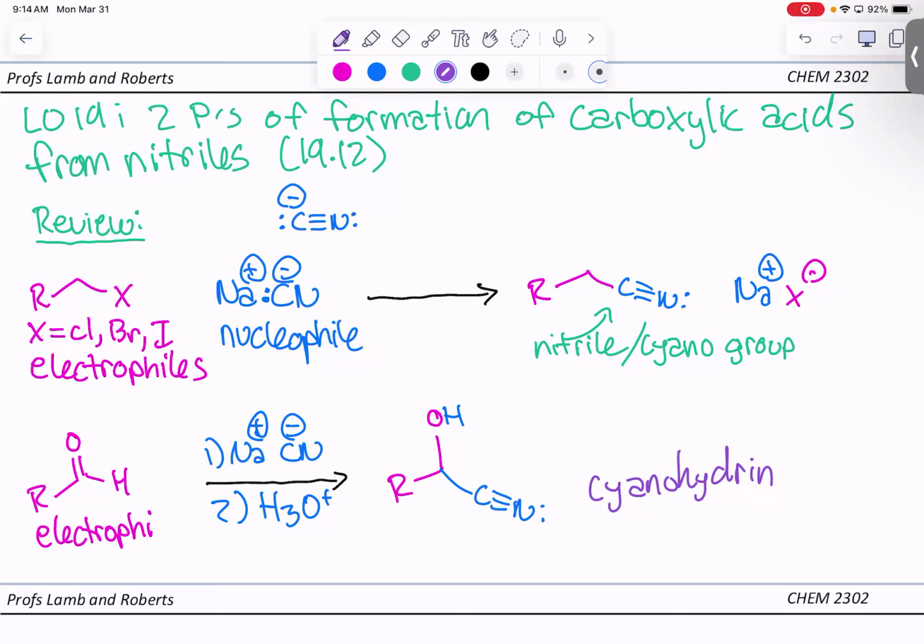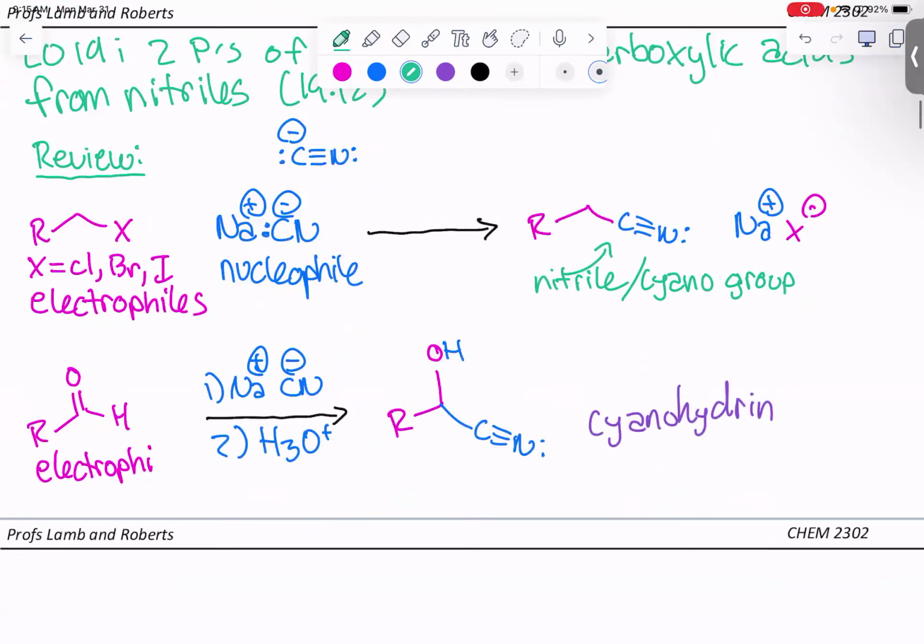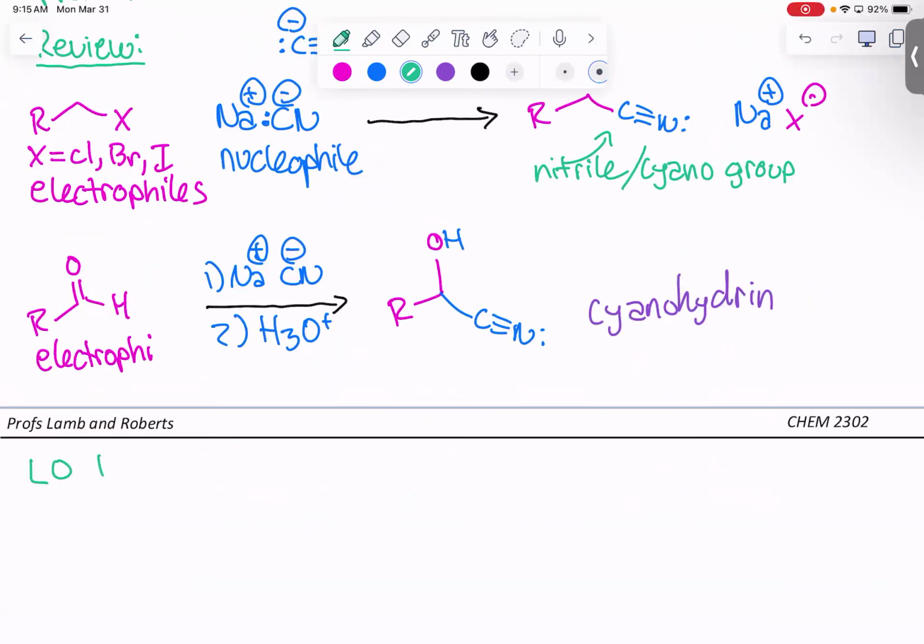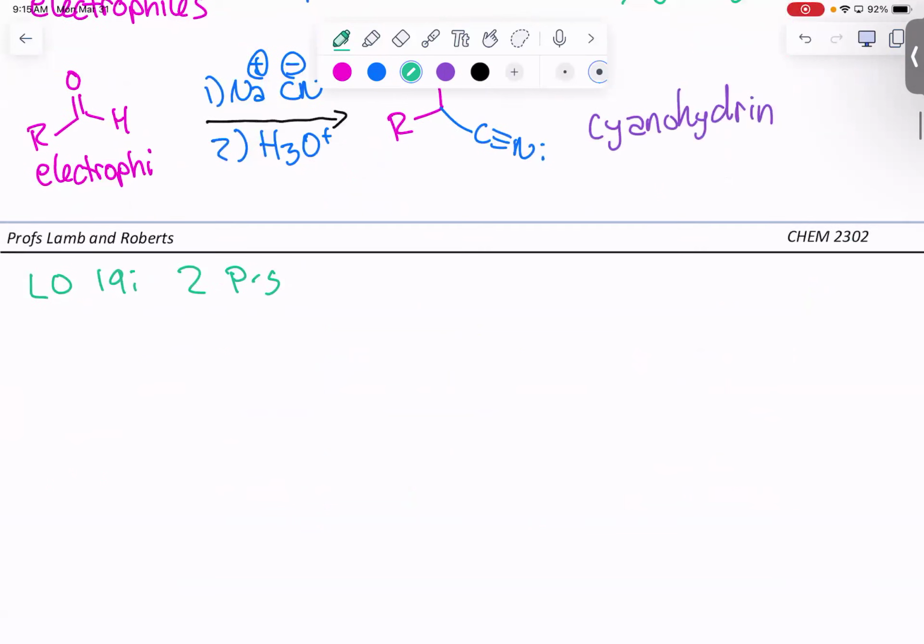So now we know how to make nitrile containing compounds. And so now our learning objective is really what we can do with these different compounds, how we can convert these into a different format, all right? So this is really when the learning objective 19I comes in. We just had the 2 P's. So let's take our cyano group here.